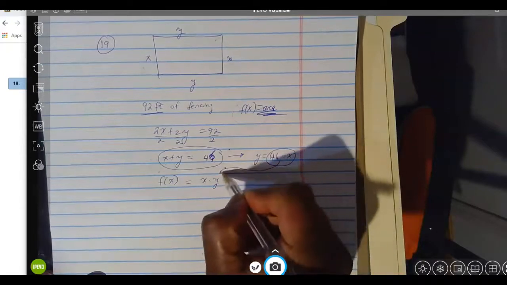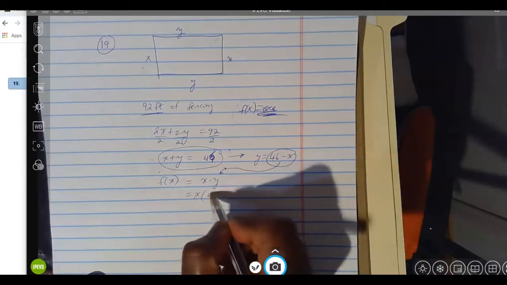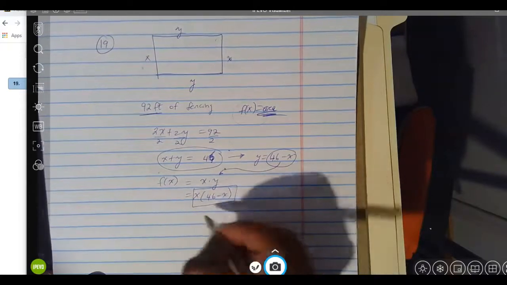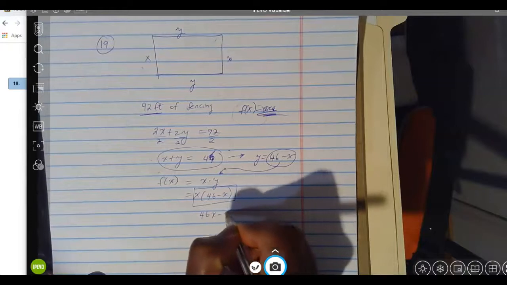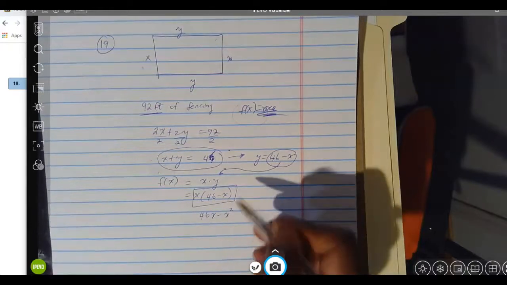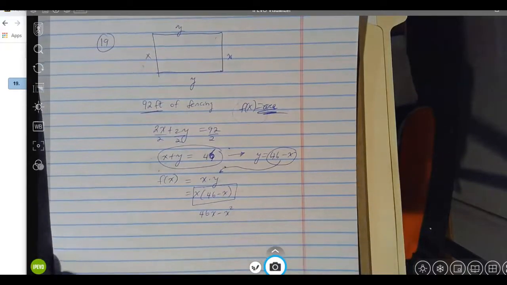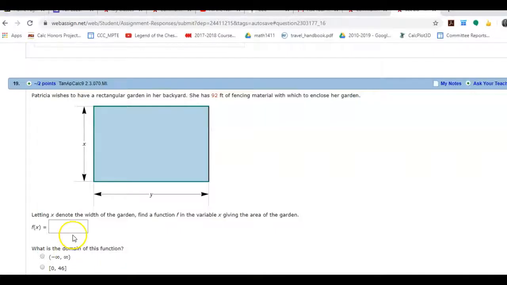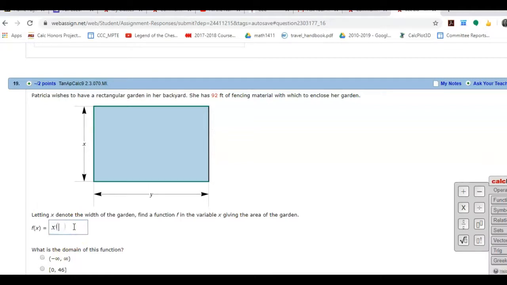I'm going to plug that in here. So you get x times 46 minus x. And you can leave it this way or you can distribute it. Later on, when we get into the calculus portion of the course, it'll be better to multiply it out, okay? But it doesn't really matter for now. You can leave it in either form. So I'm going to type that in here. I'm going to type in the first one where I don't multiply it out.